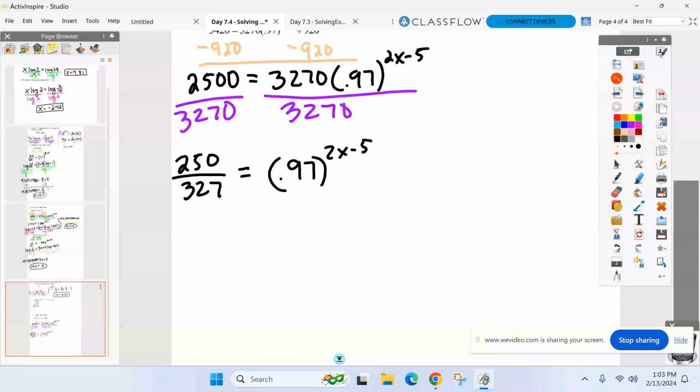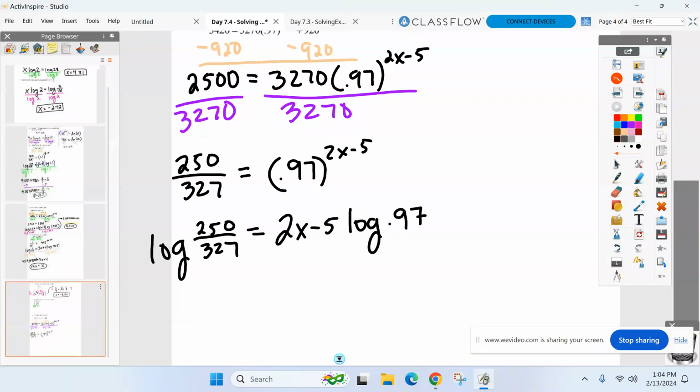Log 250. Are we ready to log? Go ahead, log the first one. And then equals 2x minus 5 log 49.7. Okay, all right. You show me you belong. Good. You didn't need help from Grant. Good job.